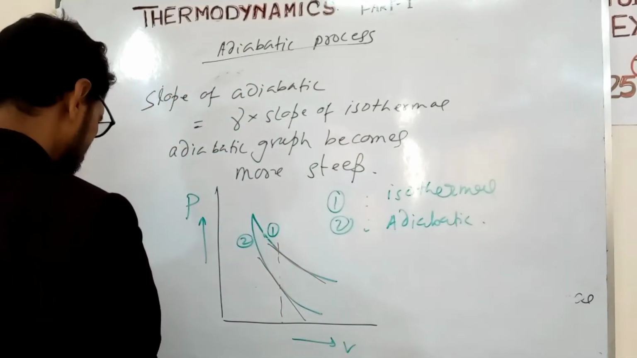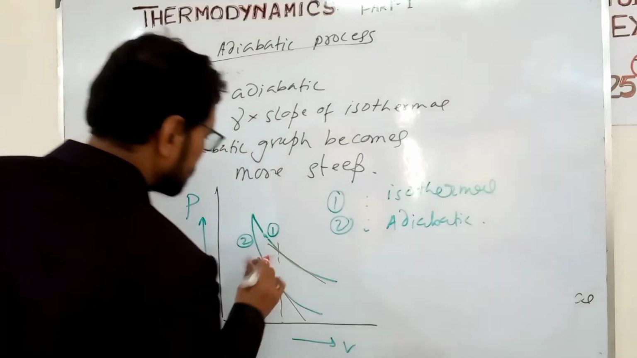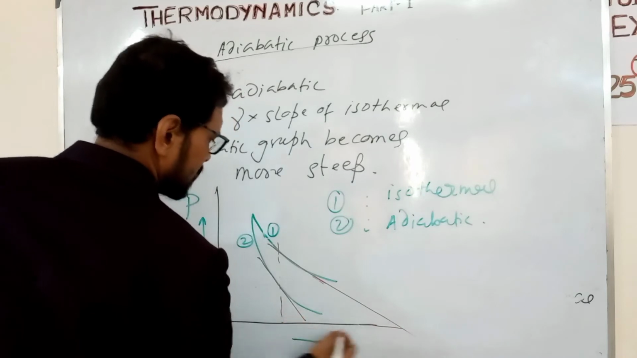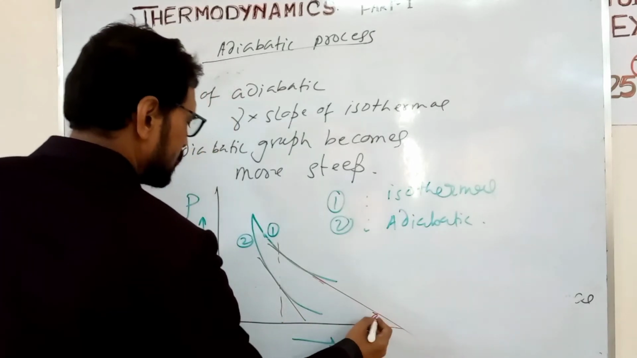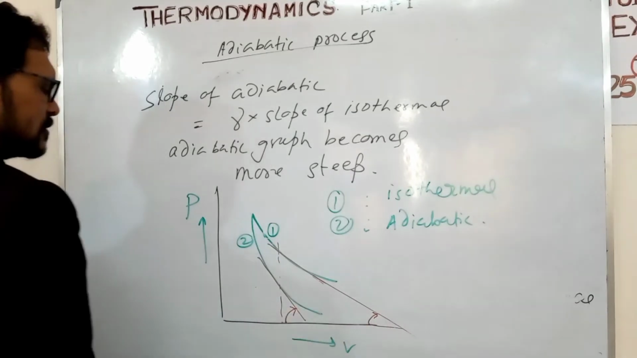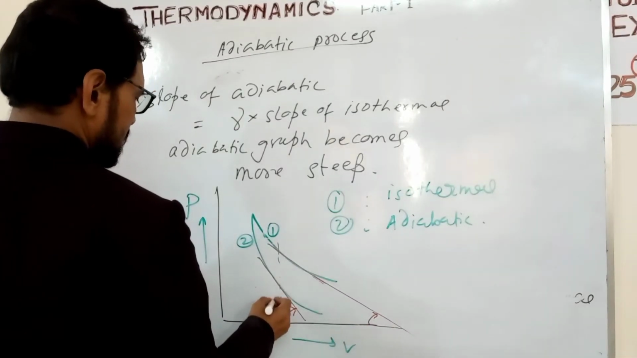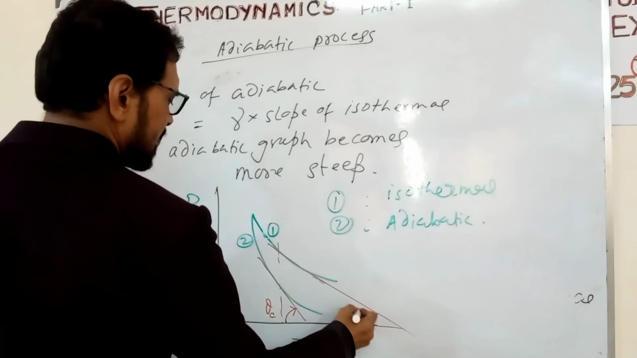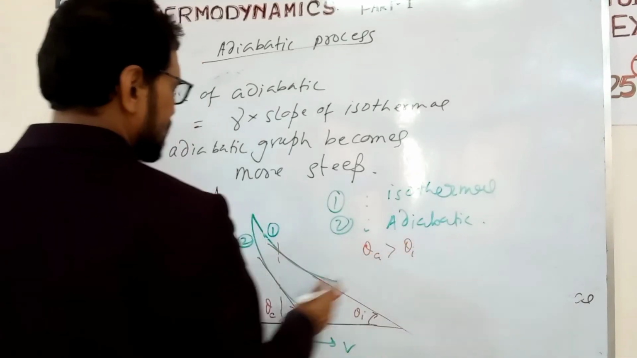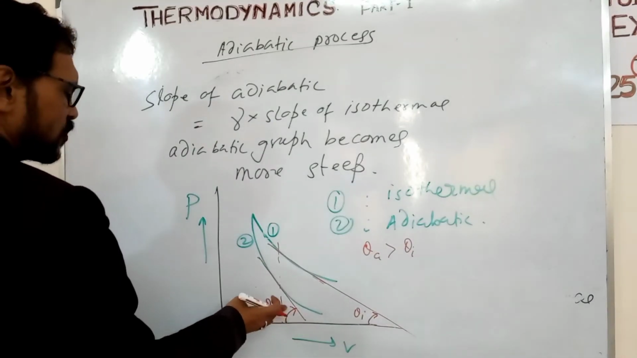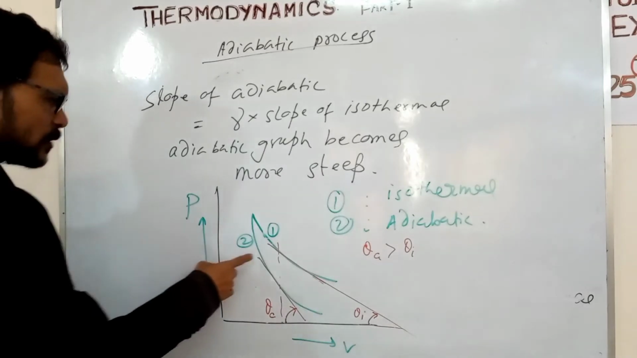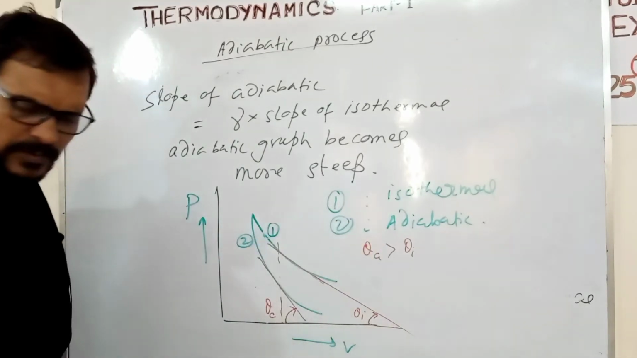So if we extend the graph, from the negative side this value is less and this value is more. From the negative side this value is more than this value. Theta adiabatic is greater than theta isothermal. For the negative side, this slope is more than this slope, so the two become adiabatic and one becomes isothermal.